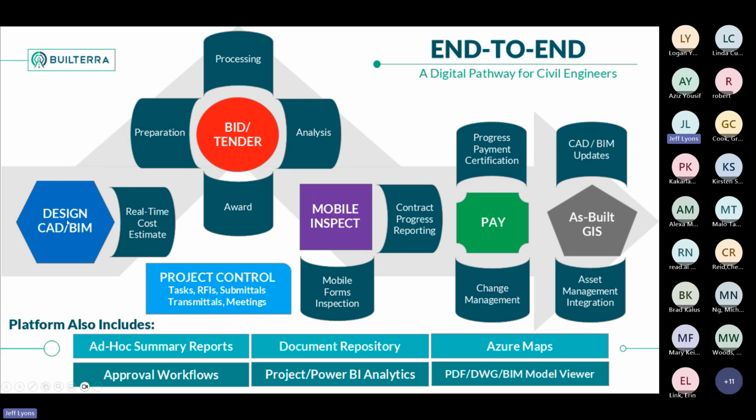Starting off in Civil 3D, moving data all the way into the bid, mobile inspection for anything from site visits to contract quantities, into the payment certificate, and then ultimately an as-built package. So this is the mapping scope part of it, and we're connecting these two dots.